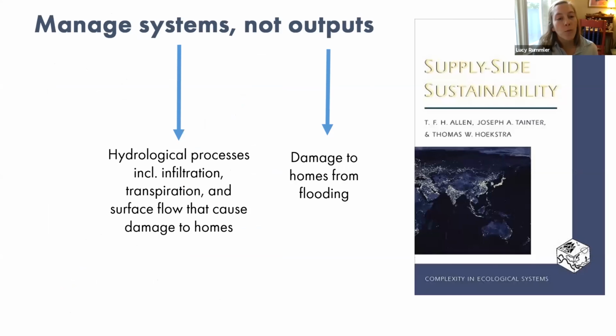One way to frame the project in sustainability is to talk about the point that Allen et al. have in their work, supply side sustainability. In this, they talk about managing the system and not the outputs. So in this case, that is learning about and learning how to manage hydrological processes in the site area, rather than managing just the damage to homes after every single storm that are caused by those hydrological processes.